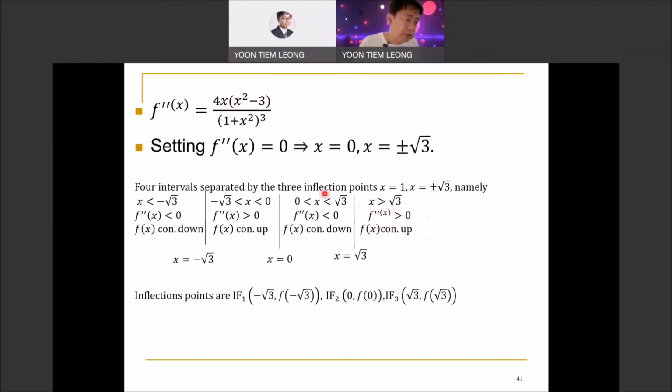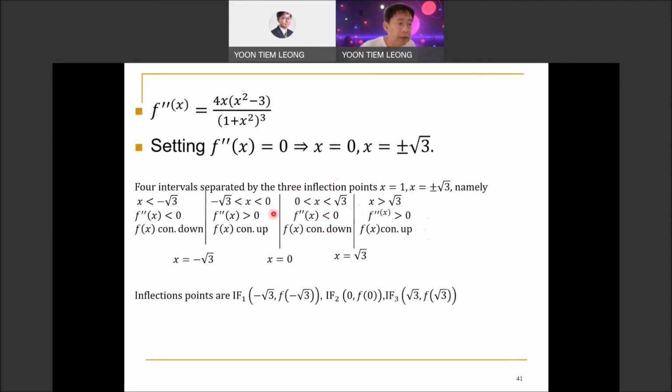Then look at this region where x is between 0 and square root of 3. So when x is between 0 and square root of 3, then what is this? This would be the factor x squared minus 3. If x is less than square root of 3, then x squared would be less than 3. So this factor would then be negative in this region. Here, x is a positive number between 0 and square root of 3. So you have a positive factor and a negative factor, therefore f double prime is negative. So this region has f double prime negative. Therefore, you conclude that the function between 0 and square root of 3 has a downwards concavity.